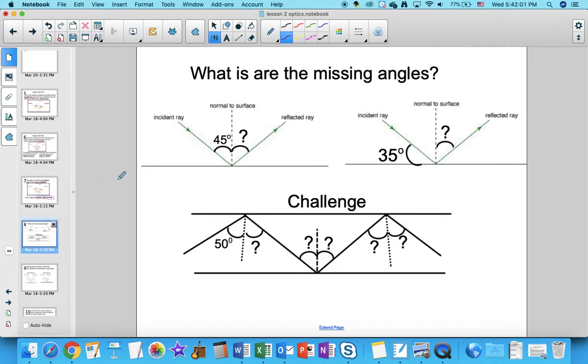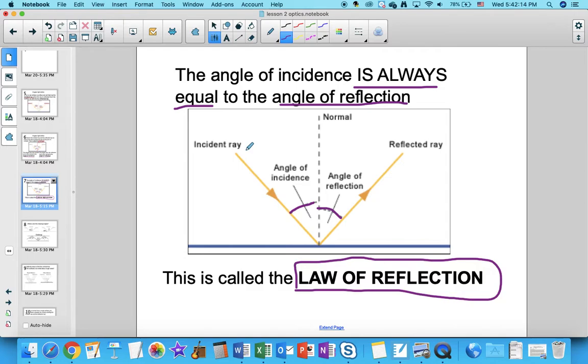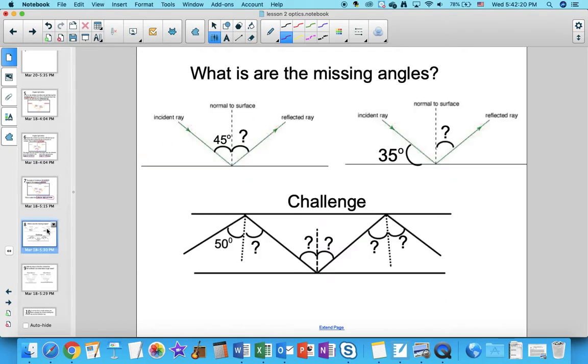So let's take a look at this practice set of questions. What is the angle of reflection? So what is the angle from the normal to the reflected ray? Well, if we go back, the angle of incidence is always equal to the angle of reflection. Well, this is the angle of incidence, right? Incident ray, normal. So the angle of incidence is here to here, so that's 45.